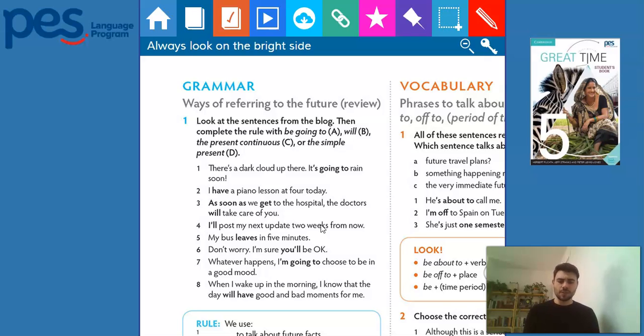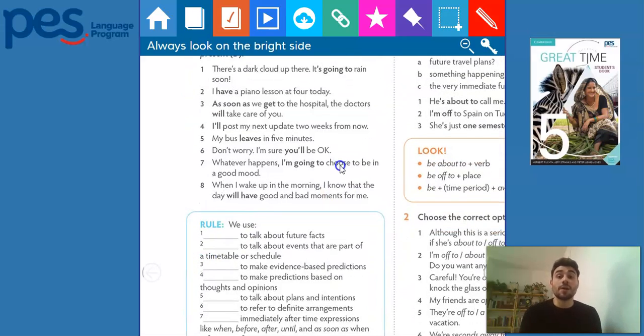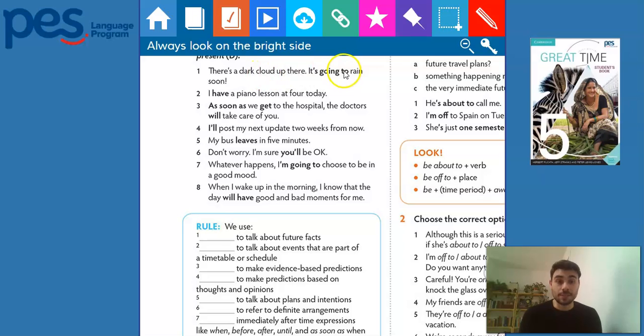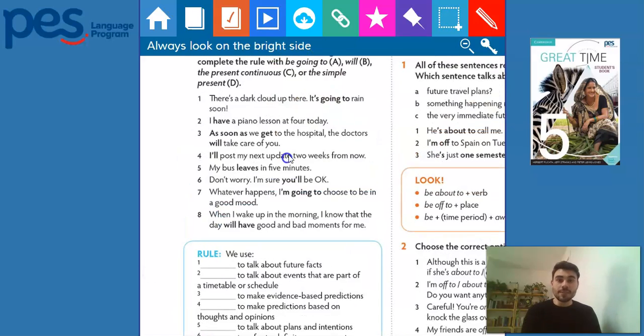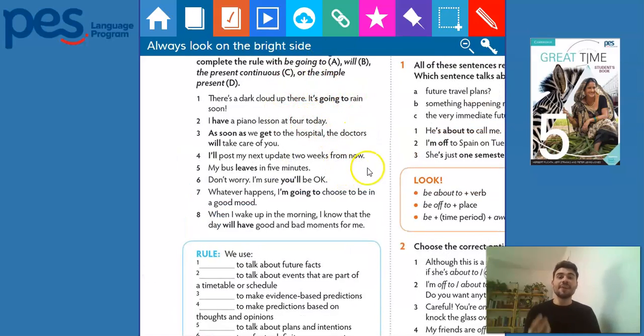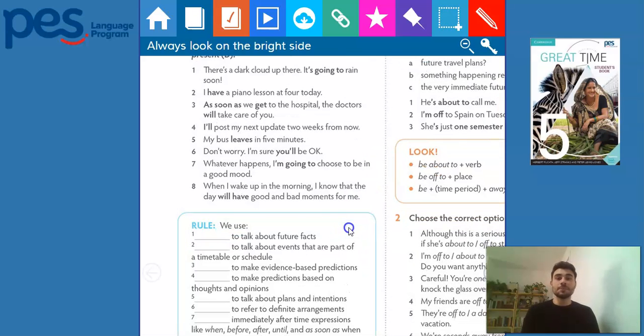And then you might be thinking, wow, what's that, Rafael? So, you are going to read the first sentence. Let's say, Number 1 says, there is a dark cloud up there. It's going to rain soon. So, this situation here, is it about a future fact? So, is the sentence referring to a future fact? Is it a fact that it's going to rain soon? Maybe, right?